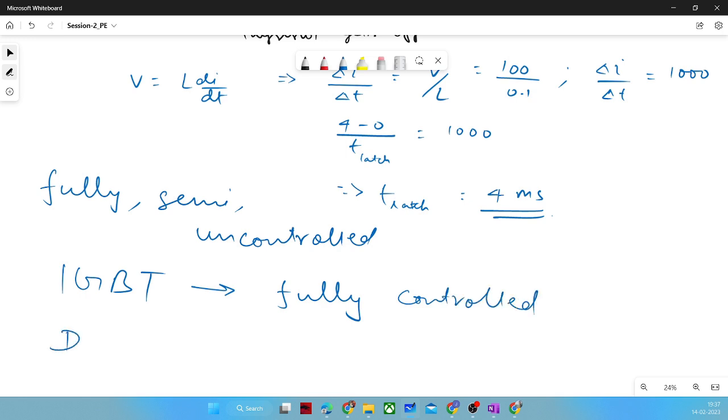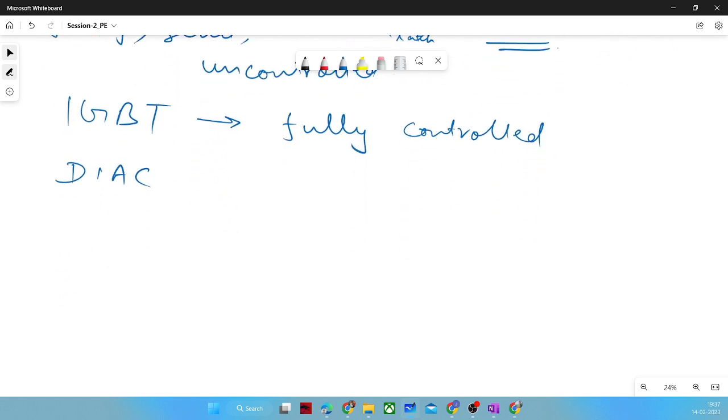What about DIAC? Uncontrolled device. Yeah, it is an uncontrolled device. SCR, just now I told that it is a semi-controlled device, and the other diode is an uncontrolled device. Okay, so these are some things.